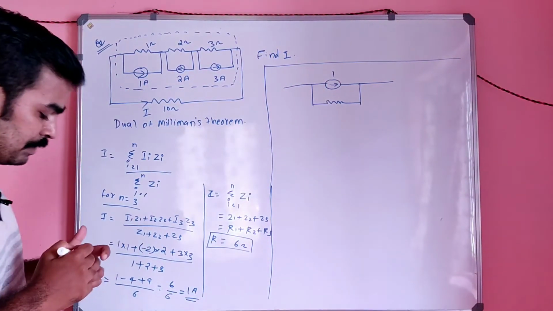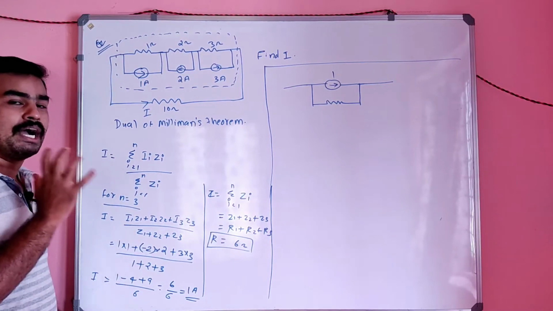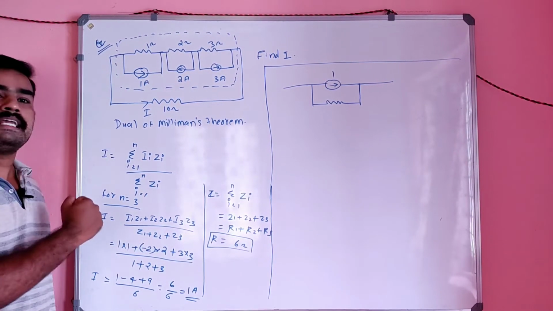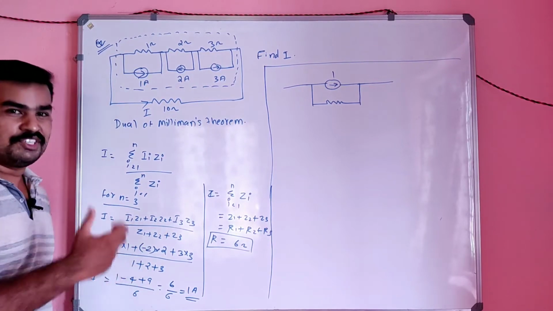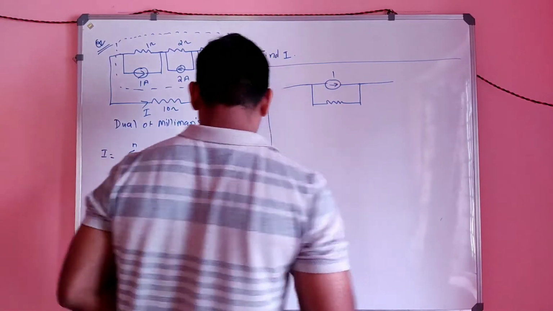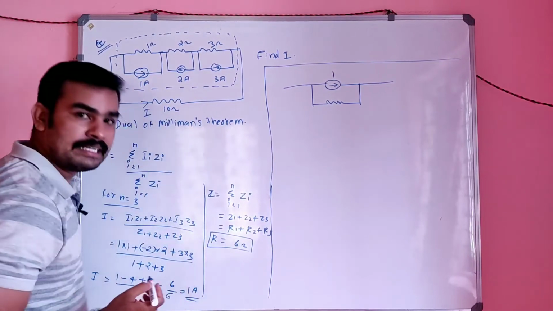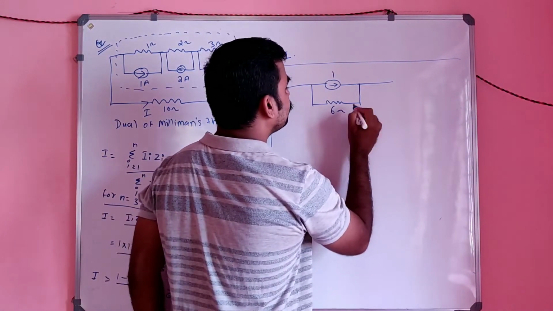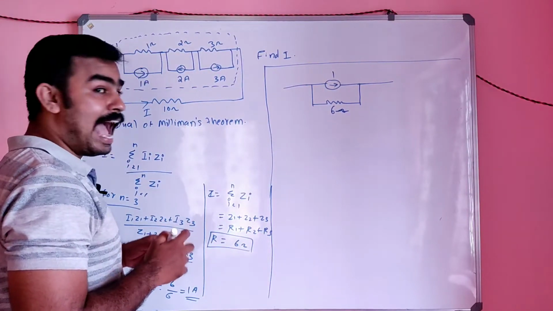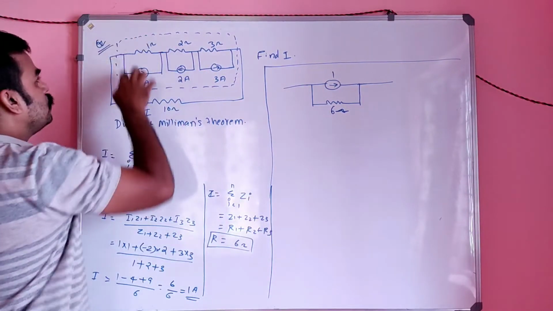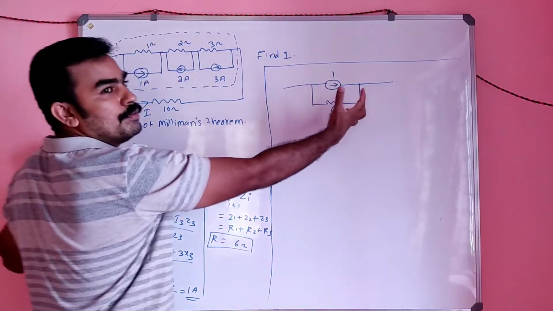Very important, beta. This concept you have to firmly insert in your mind, because the direction is very important. Otherwise, the problem will be wrong. So R is equal to what? 6 ohm. It will be 6 ohm, and up to this portion only we have replaced.